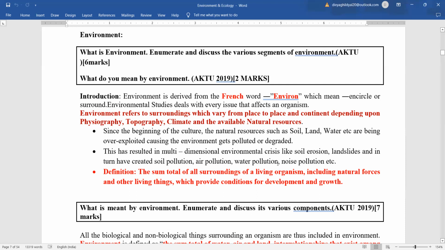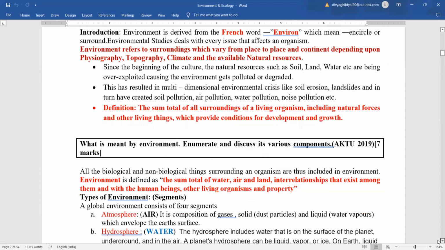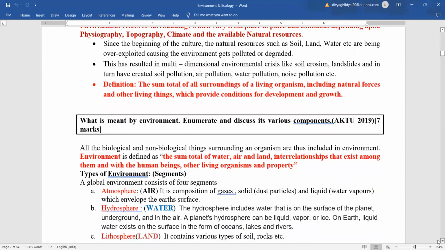So the result of multi-dimensional environmental crisis like soil erosion, landslides, and in turn pollution, especially air pollution, soil pollution, water pollution, noise pollution, etc., lead to ill effects on human health. So the sum total of all surroundings of a living organism, including natural resources and other living things which are providing the condition for development and growth, comes under the study of environment.